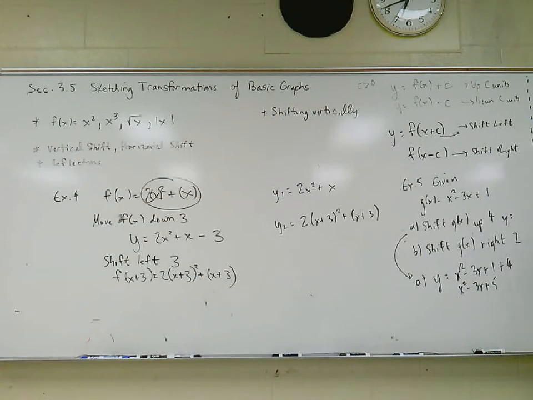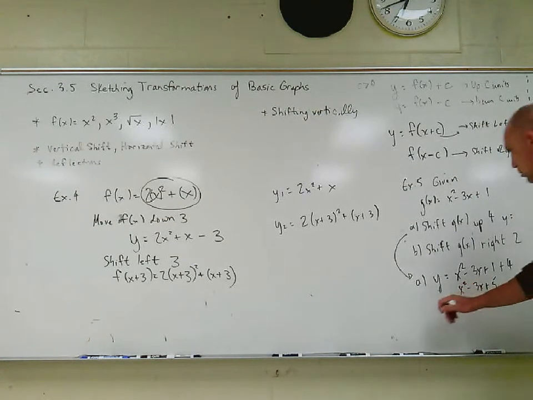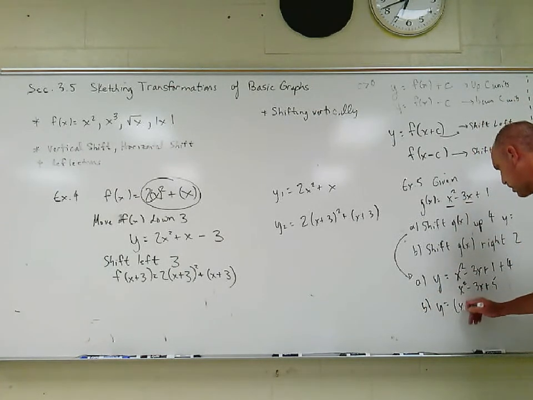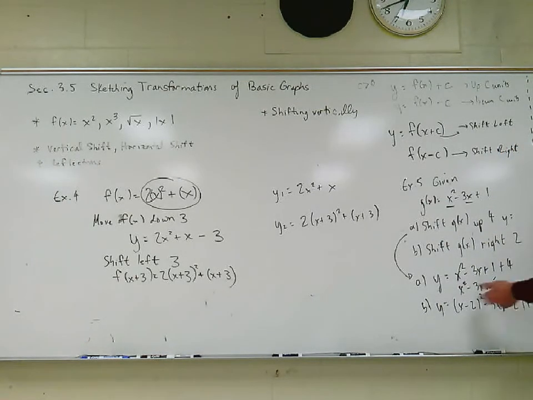All right, how do you move right 2? The inside needs to be what? So it's got to go for both x's. So you'll do x minus 2 squared minus 3 times x minus 2, and then it's still got a plus 1. Don't worry about multiplying that out. Just leave it like this.